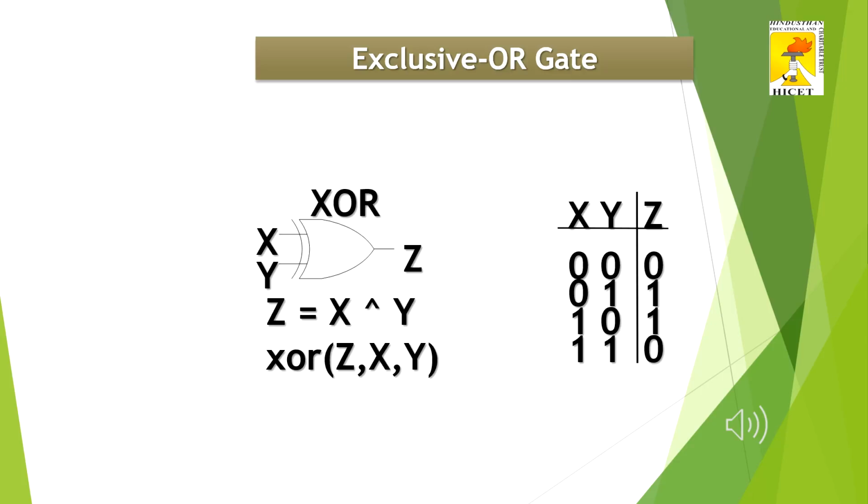This is the symbol for the XOR. See the truth table, 0 and 0 gives 0, 0 and 1 gives 1, 1 and 0 gives 1 and 1 and 1 gives 0. Okay, so only if one of the inputs is true, then we will get the output.